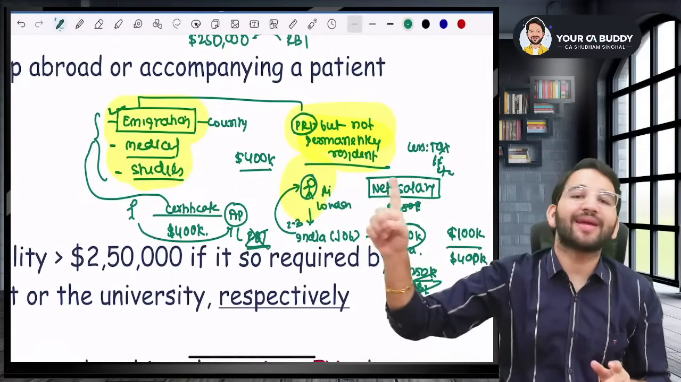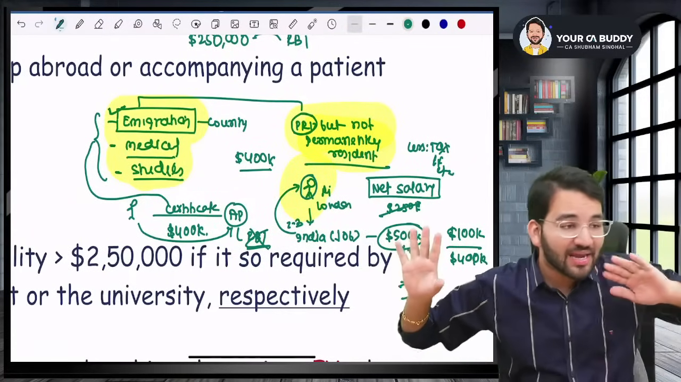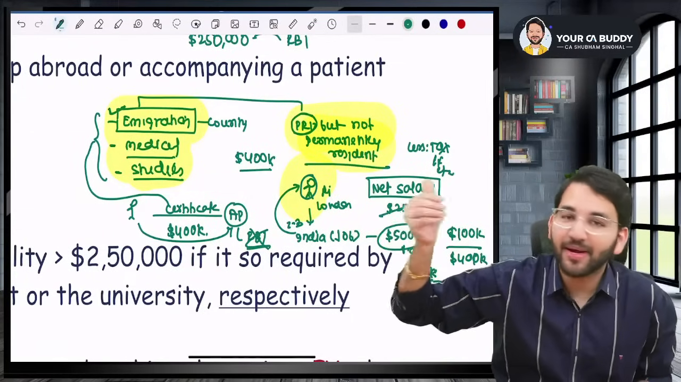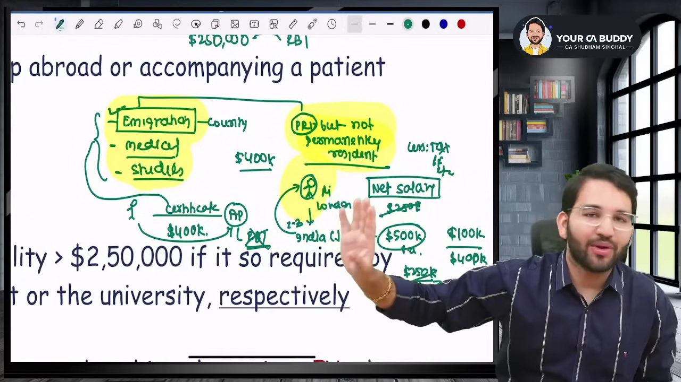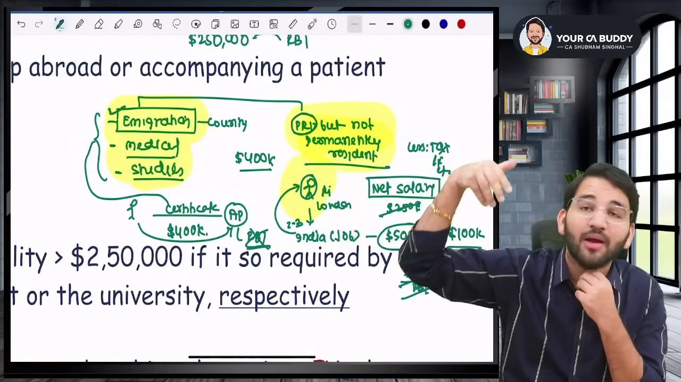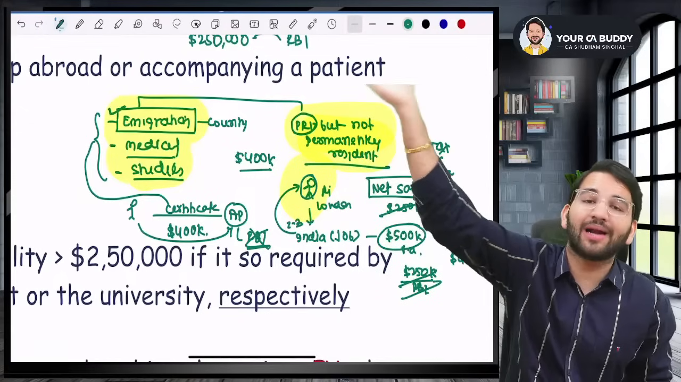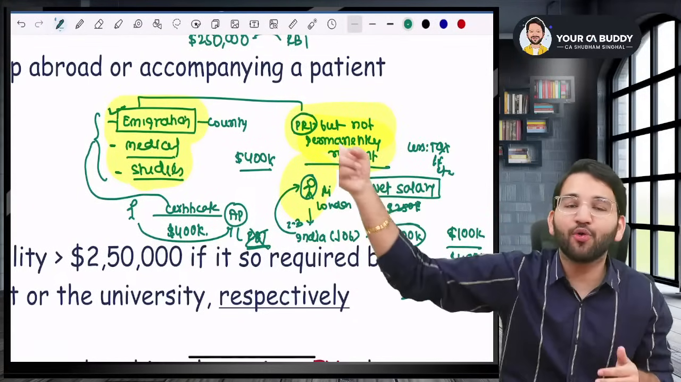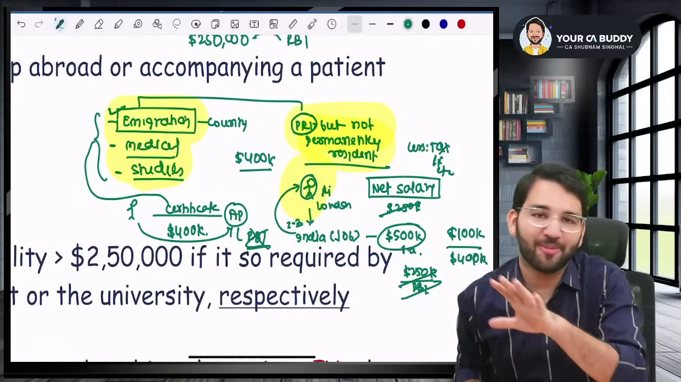But in two cases, RBI approval will not be required, even if the limit exceeds 2,50,000. Immigration, medical treatment, or studies abroad. If you furnish the certificate from the particular university, hospital, or country of immigration, we will allow you without RBI approval. And number two, if you are a PRI but not permanently resident.